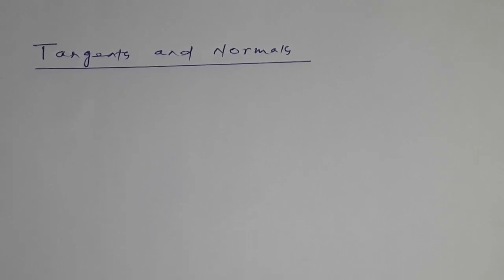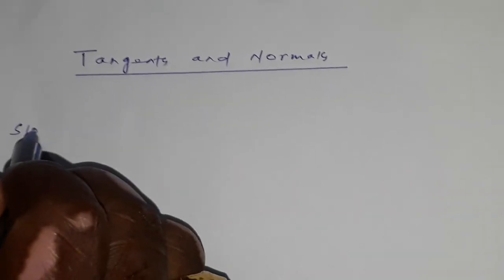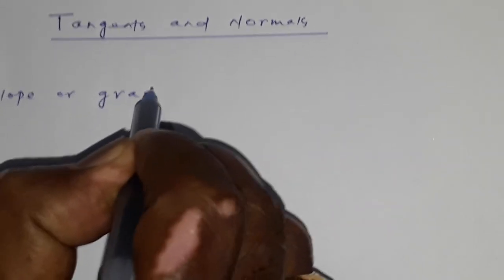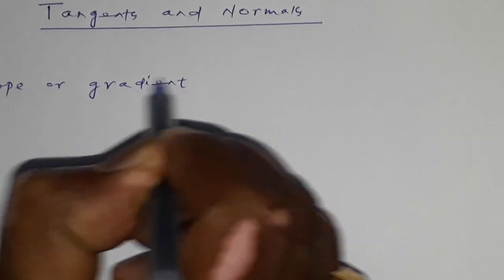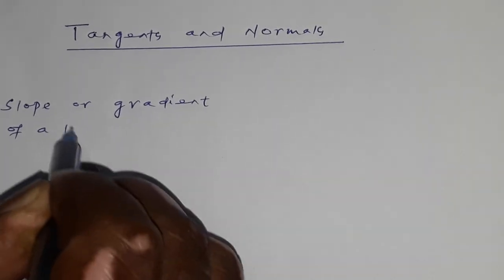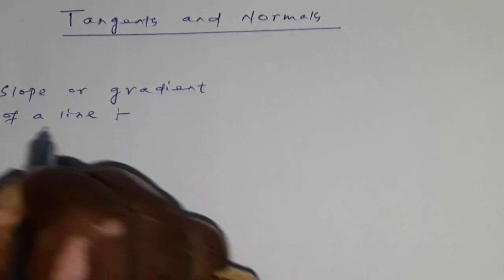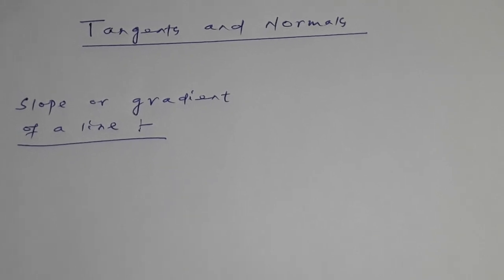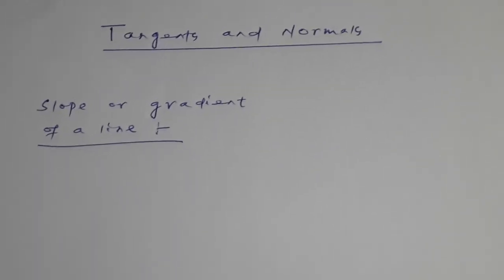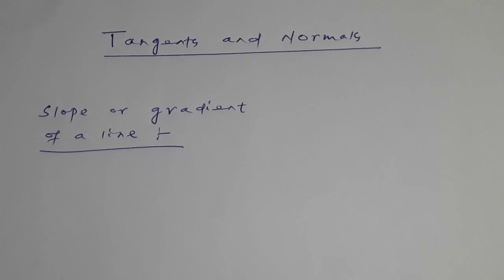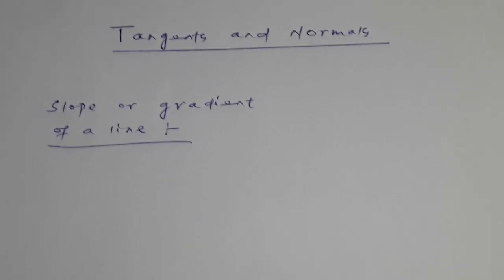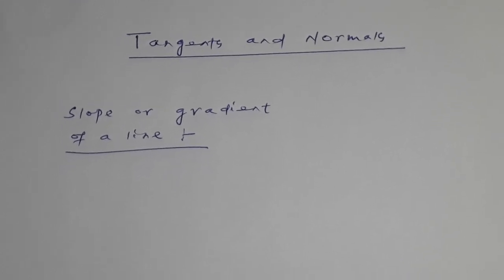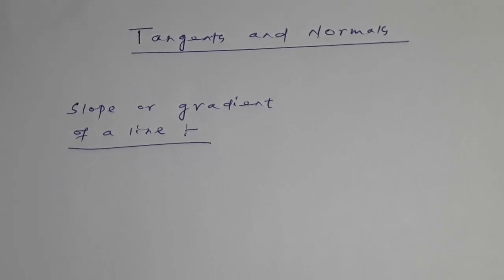First of all, slope or gradient of a line. The trigonometrical tangent of the angle that a line makes with positive direction of x-axis in anti-clockwise sense is called slope or gradient of the line.